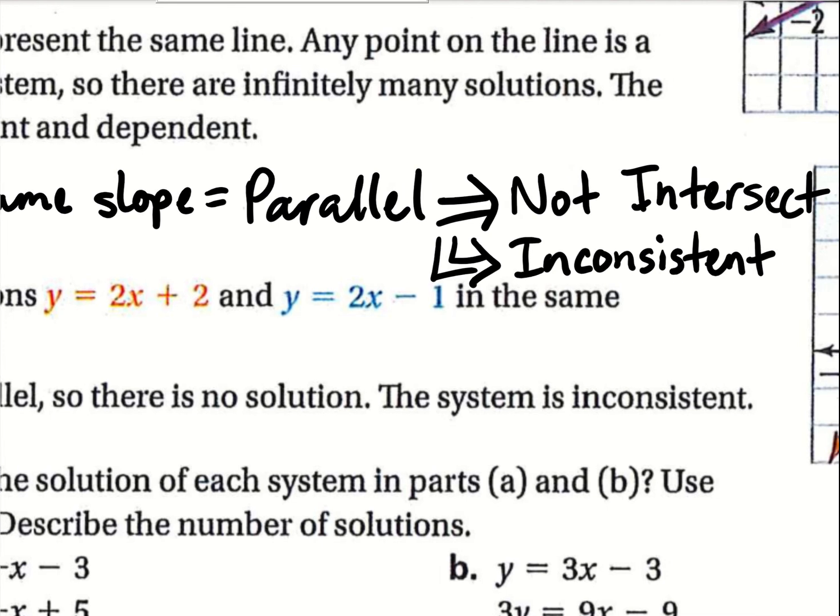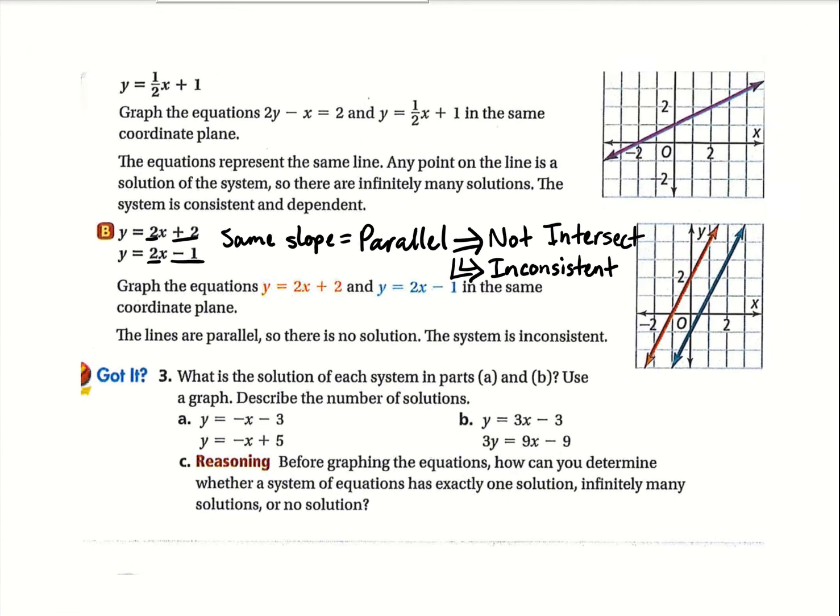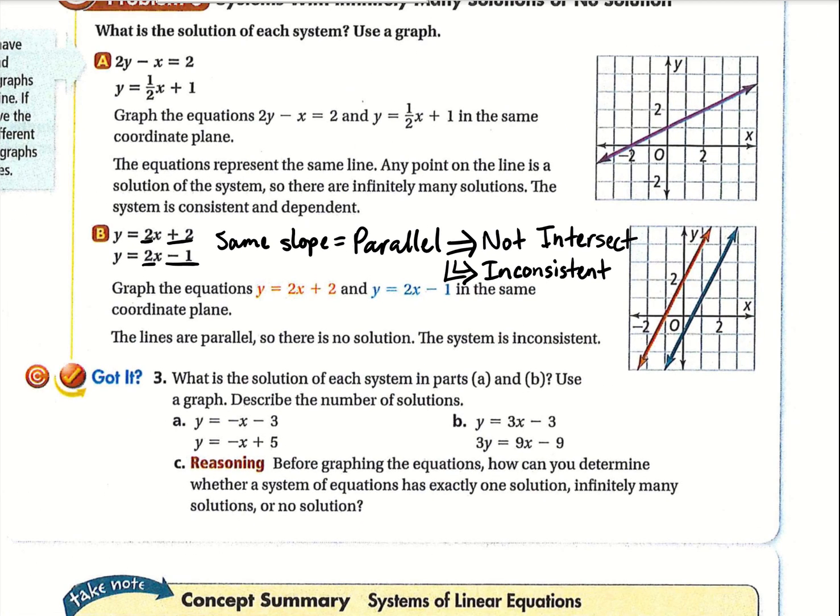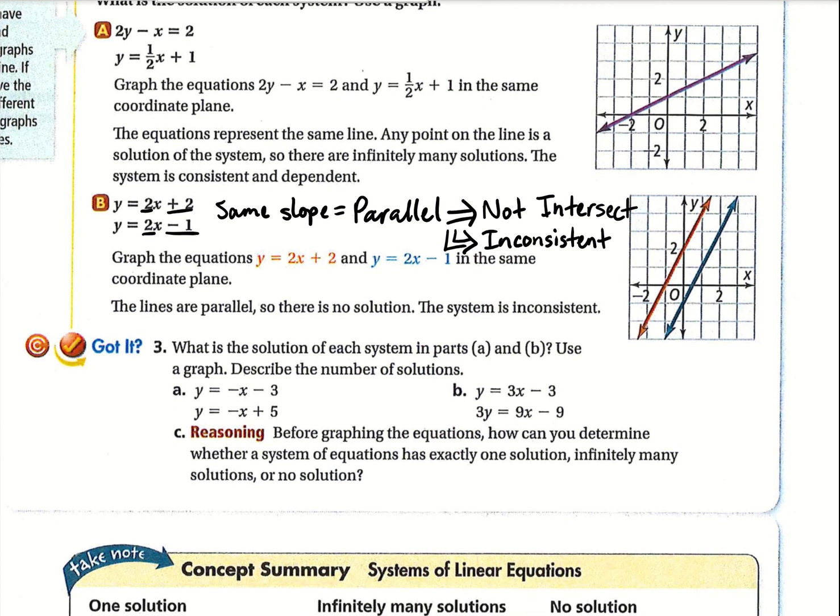And that is really it for example B. Okay, and then here's a graph as well if you wanted to see a visual representation of it. Yeah, so that's it for that. Go ahead and try out Got It problem 3B, and then after that we are going to be done for this lesson. So it's a little bit shorter.